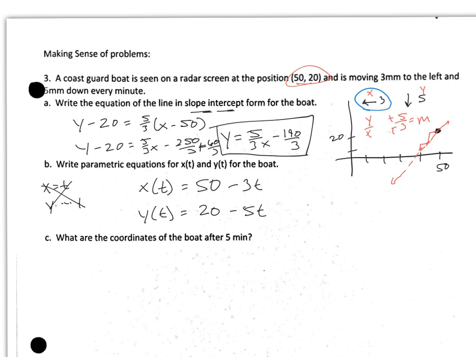Now for the last part, what are the coordinates of the boat after 5 minutes? So basically we're looking for x of 5 and y of 5. So this is 50 minus 15. So that's going to be 35. And for y we have 20 minus 25. So this is going to be negative 5. So the coordinates are (35, -5).